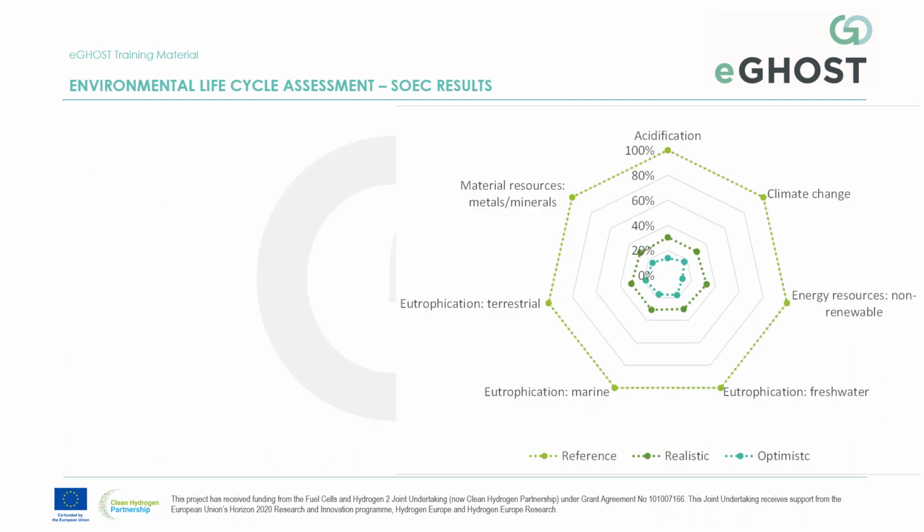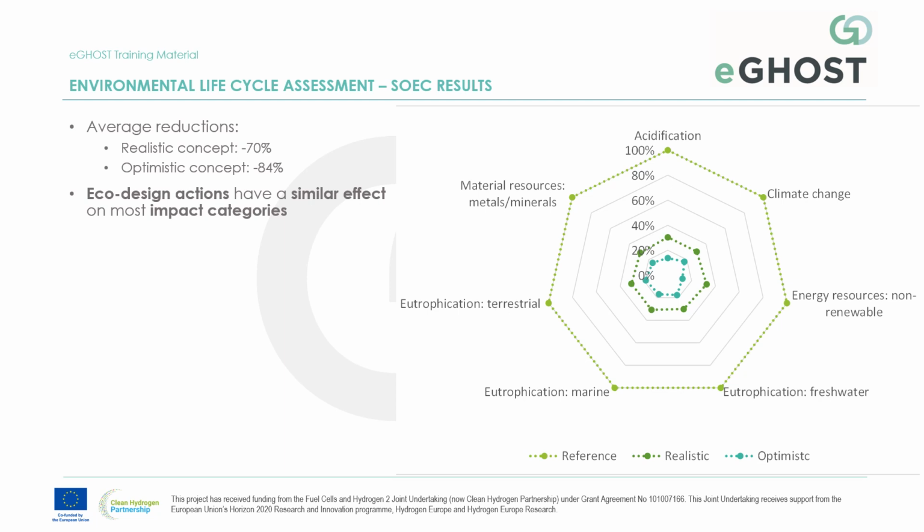So this was for the PEM fuel cell. Now let's check for the solid oxide. Here the average reductions are higher than for the PEM fuel cell. For the realistic concept up to 70%, and for the optimistic up to 84%, which is quite nice.